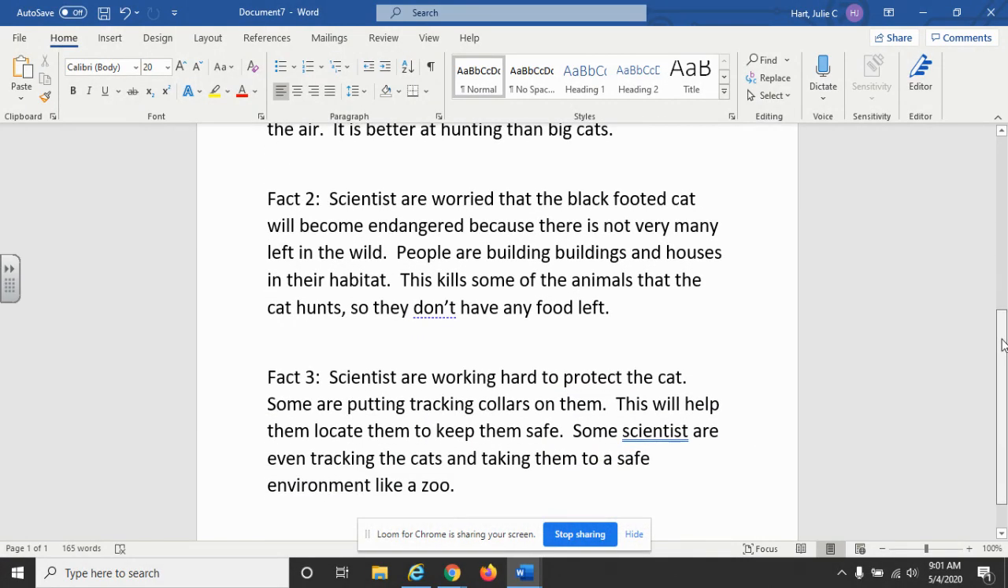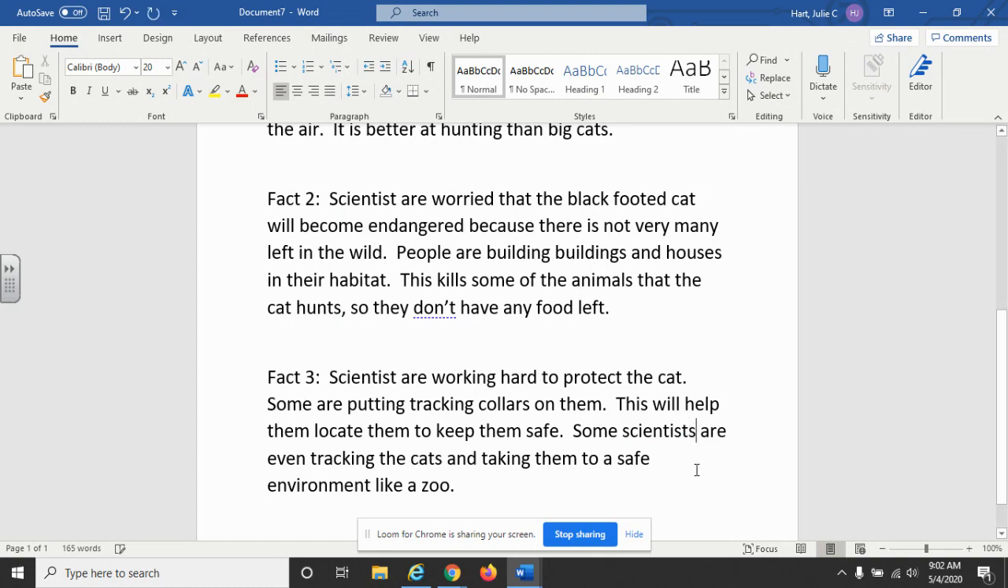Then my fact number two, I'm going into the piece of how scientists are worried that the cat's becoming endangered. And I went into telling why. Scientists are worried that the black-footed cat will become endangered because there's not very many left in the wild. People are building buildings and houses in their habitat. This kills some of the animals that the cat hunts, so they don't have any food left. So this whole paragraph right here will focus on why it's becoming endangered.